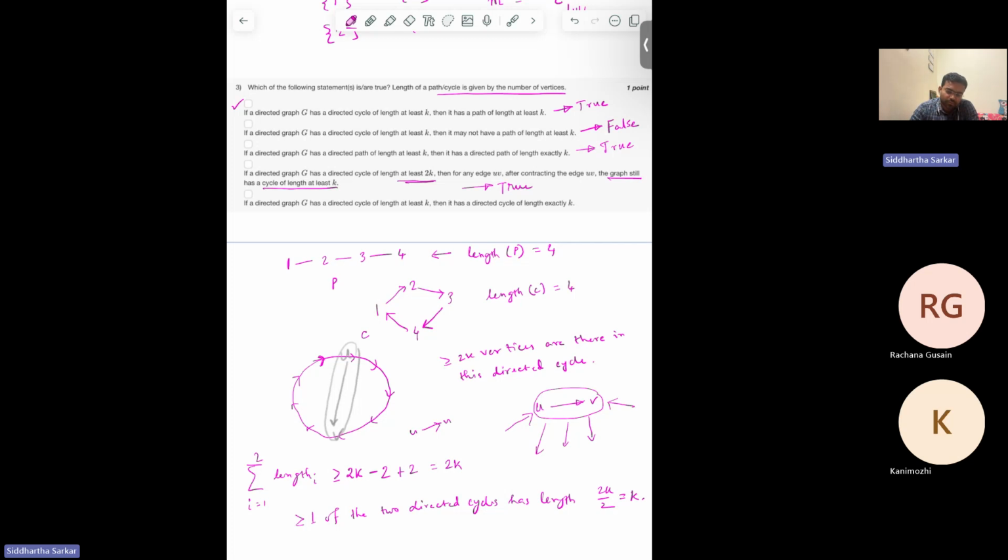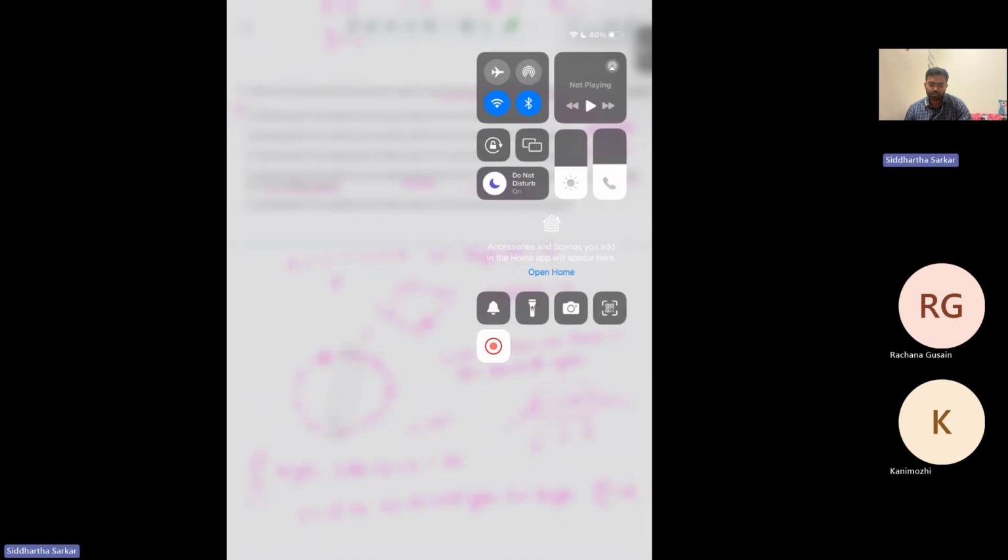All right. So let's move to the last one. If a directed graph G has a directed cycle of length at least k, then it has a directed cycle of length exactly k. Okay. So is this true or false?